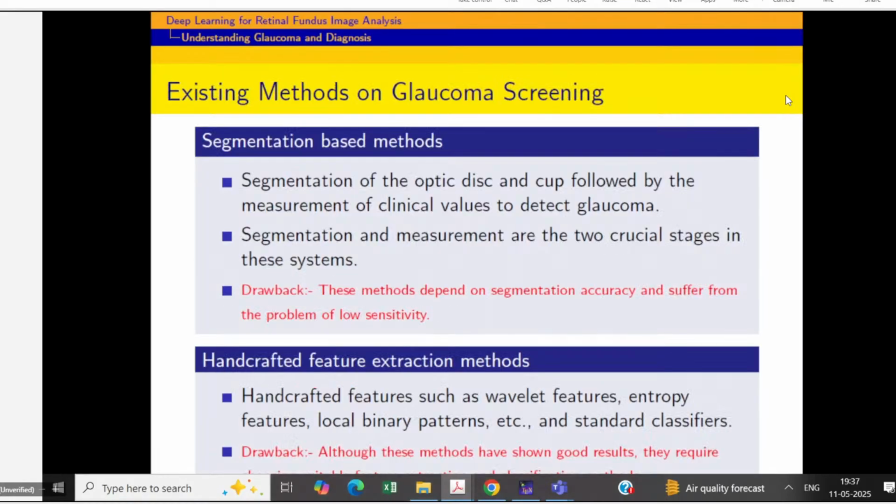If you go through the literature, you will find that the initial methods, as I mentioned, were segmentation-based methods, where they segmented the optic disc and cup, followed by measurement of clinical values like CDR values to detect glaucoma. But later, when machine learning methods came into the picture, they used to extract handcrafted features, like the features we have discussed earlier, the GLCM features, and some texture-based features from these fundus images, and then those features were passed to standard classifiers. There are a couple of works on this in the literature. If you go through the old literature, you will find this kind of work.